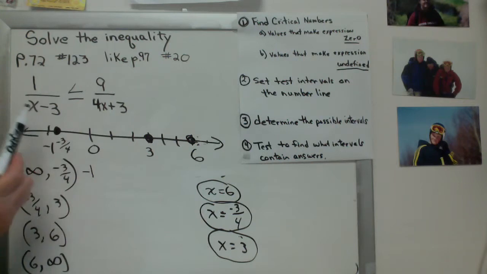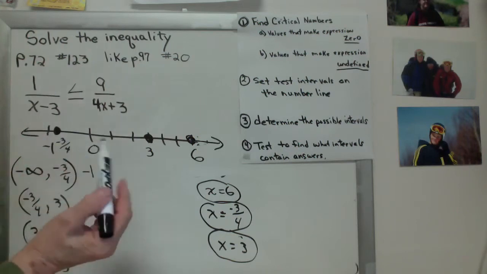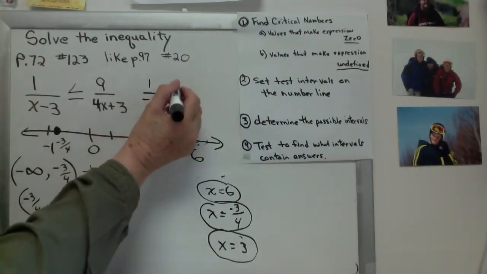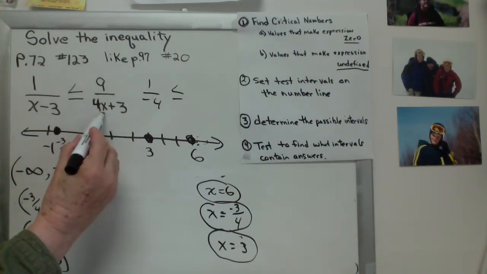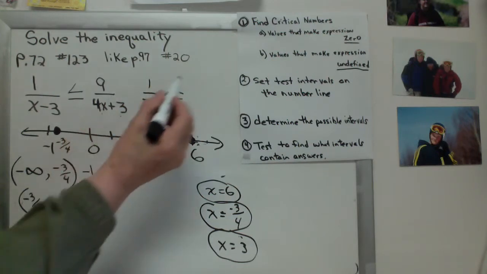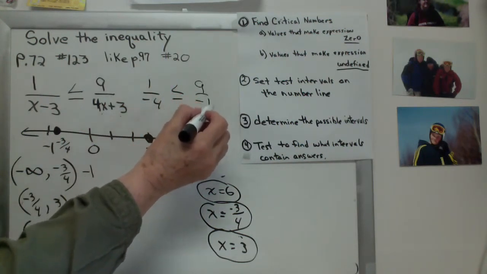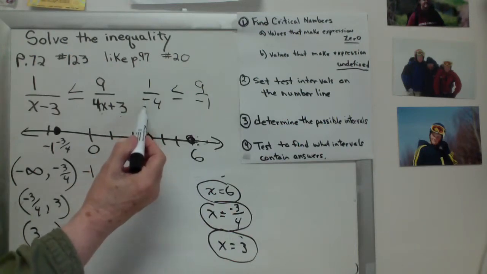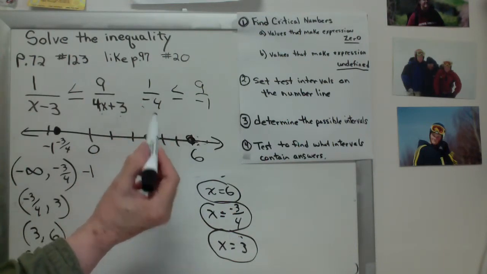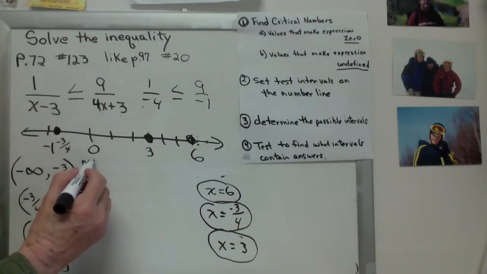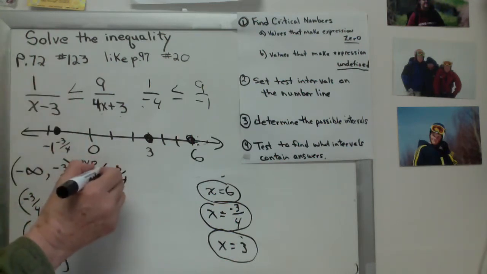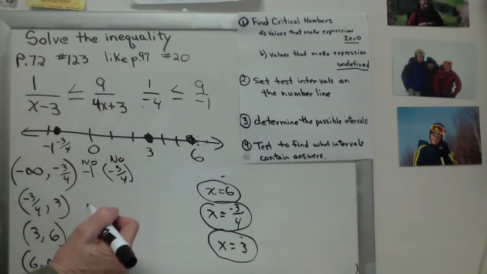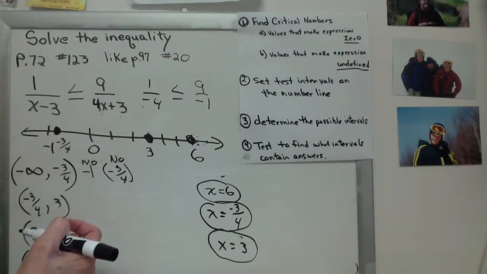And when I put negative 1 in this equation, I get 1 over negative 4, less than or equal to, and when I put negative 1 here, I get negative 4 plus 3, which is negative 1. I get 9 over negative 1, or negative 9. Is negative 1/4 less than negative 9? No. All right, so that one doesn't work. All right, let's try negative 3/4 in there. And if you test it in, I'm not going to show that, but it does not work either. So that test interval doesn't work as part of the answer.